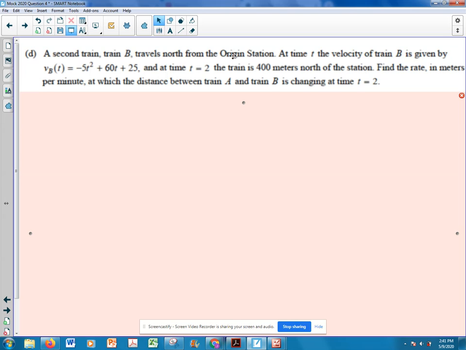So we had t equals 2 in the last problem for train A. We knew it was 300 meters down the road. Now we know this one's 400 meters up the road. Find the rate at which the distance between the trains is changing at time t equals 2. Ooh, looks like a related rate to me.